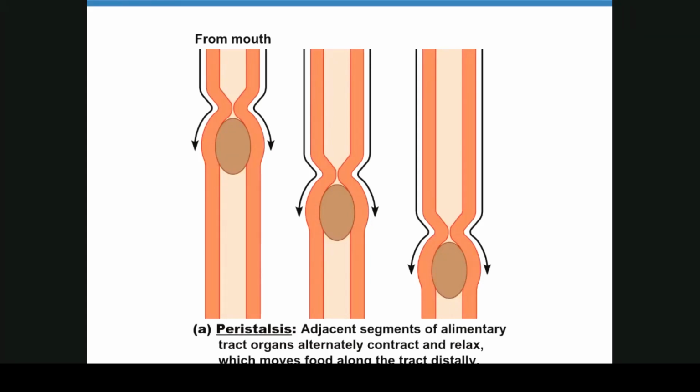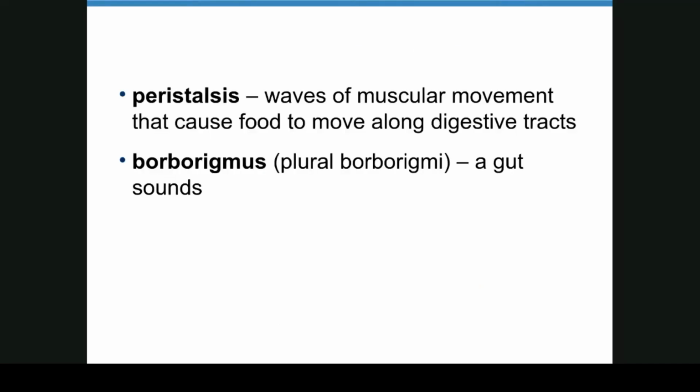Peristalsis is the movement of food. Circular segments move food down along through the stomach. Okay, so peristalsis, wave of muscular movement that causes food to move along. Now, borborygmus is a gut sound. Borborygmi is plural for borborygmus. So listen to the gut sounds. Borborygma, borborygma, borborygma. Sounds just like its name.